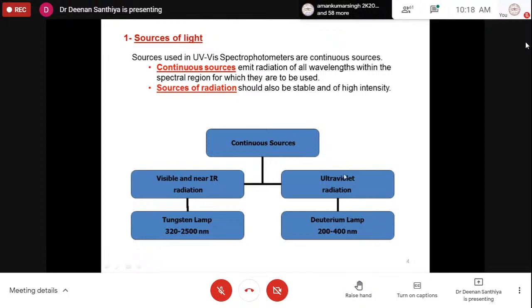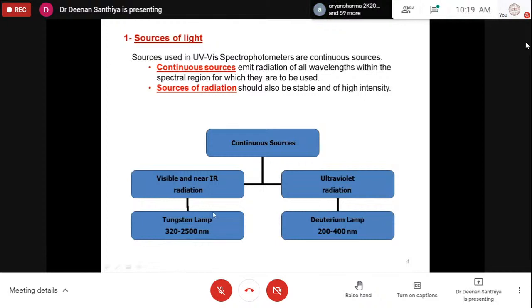Ultraviolet is a colorless part and visible is a colored part. For the visible region, the tungsten lamp is used. The lamp source for visible light is a tungsten lamp. So what is the visible wavelength?